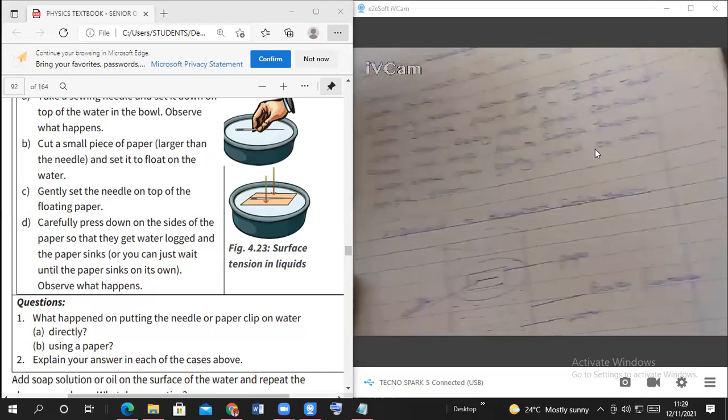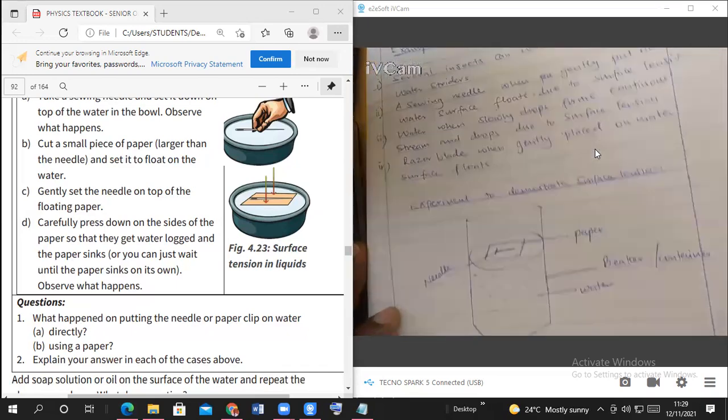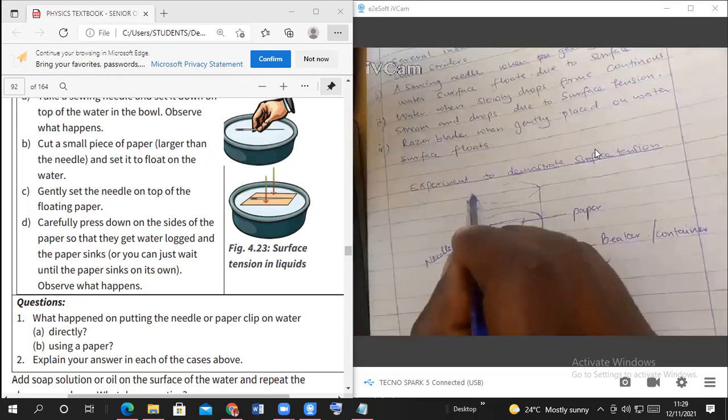No, I don't know what's wrong with my camera. I think let me do this like that. So draw that diagram.